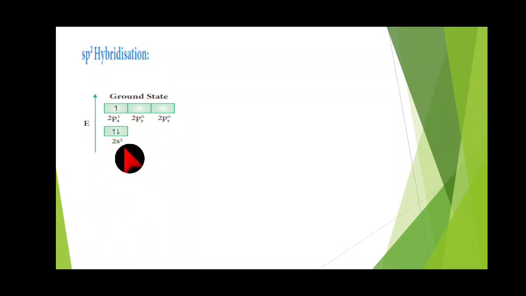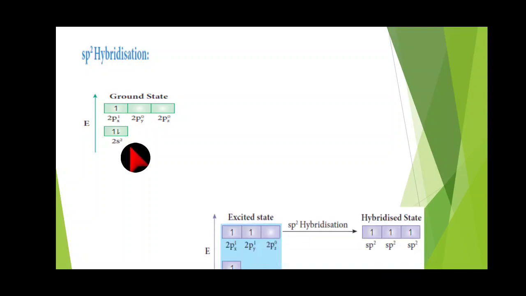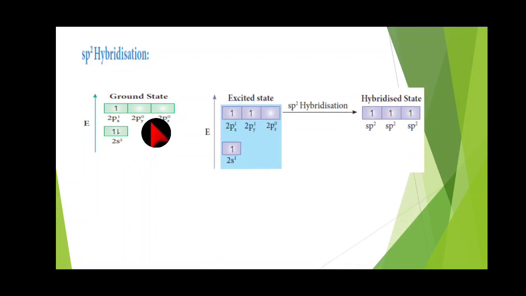Now sp2 hybridization. So consider boron trifluoride. Boron atomic number 5. Electronic configuration 1s2, 2s2, 2p1. So the outermost orbital I have given 2s2, 2p1. It is in ground state. Ground state means boron's condition before reacting with fluorine.